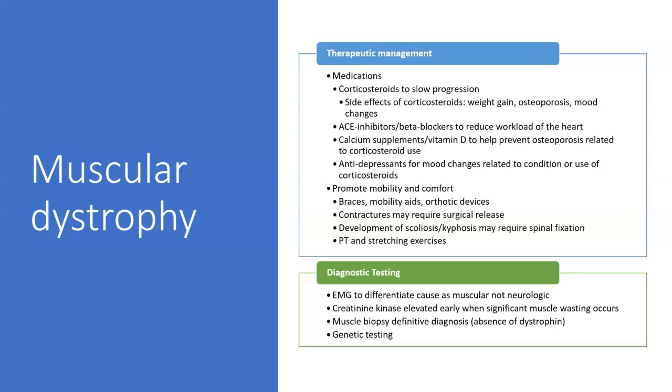Diagnostic testing that may be performed includes an EMG to differentiate the cause as muscular and not neurologic in origin. Labs such as creatinine kinase may be drawn, and the creatinine kinase will be elevated early when there is significant muscle wasting occurring. Muscle biopsy is the definitive diagnosis. When we do that muscle biopsy, we can see that there is an absence of dystrophin, and genetic testing will commonly occur as well.